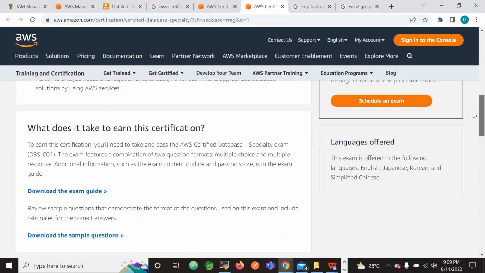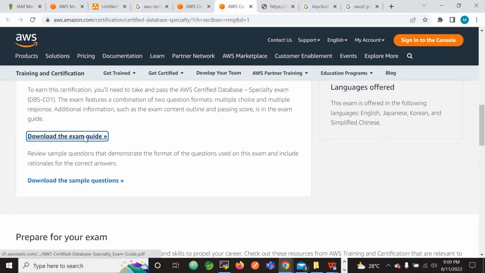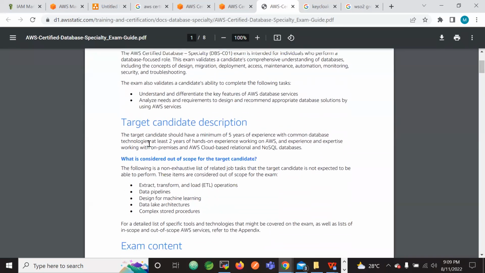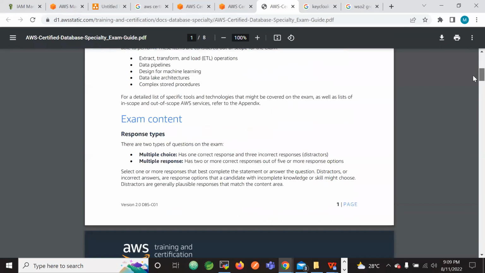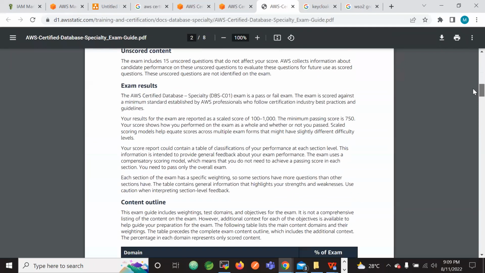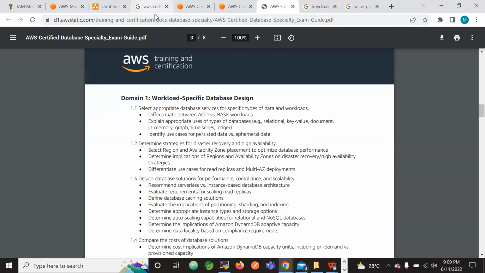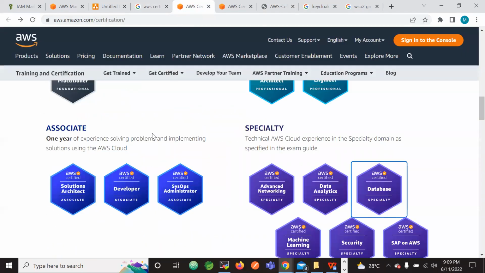So what does it take to win the certification? Let me download this exam guide. Sure. Introduction, target candidate description. See, the target candidate should have a minimum of 5 years of experience with common database technologies. But as per the general specialty certifications, one cloud practitioner entry-level certification is mandatory. That is the criteria. Maybe this criteria is not mentioned here. I can find out tomorrow and then showcase it to you.